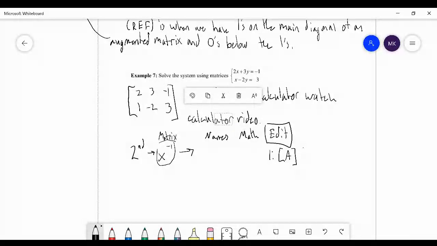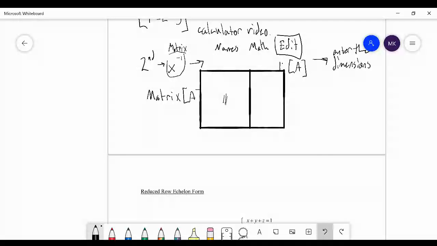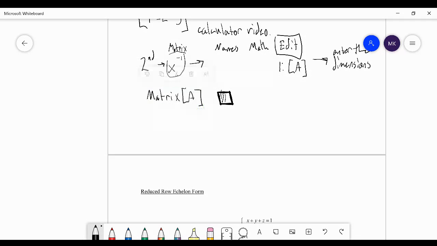From here, you have to enter the dimensions. So the first thing, you go second, matrix, go over to edit, choose option 1 for matrix A. When you do that, it should kick you into a screen where it says at the top, matrix A, and then you should have a flashing cursor.